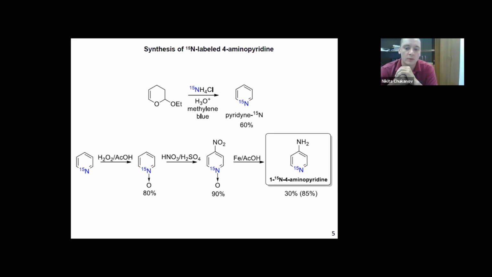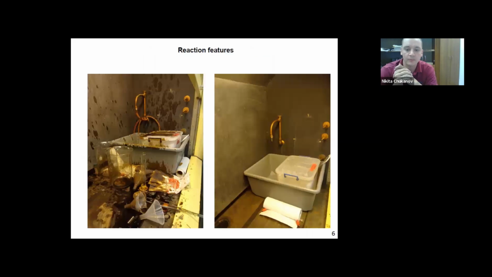Then pyridine was converted into the product through 3 steps, including oxidation by hydrogen peroxide, nitration, and reduction by iron in acetic acid. The last step turned out to be very challenging for us because the reaction is strongly sensitive to the quality of iron, and we got a wide range of yields from 5 to 85%. Next slide.